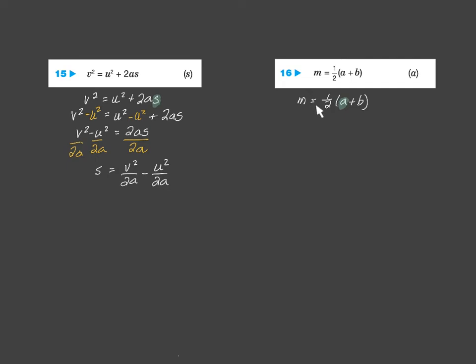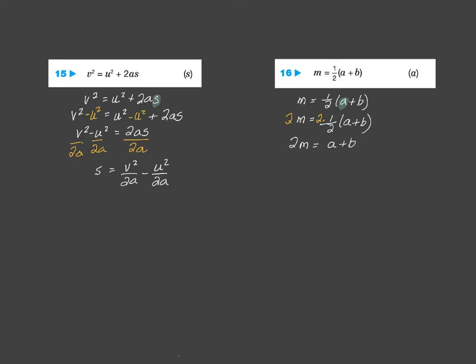Question 16, m is equal to 1/2 (a plus b). So instead of distributing that half to a and b, I'll multiply both sides by 2 to get rid of my fraction. On the left, I'm going to multiply by 2, and I'm going to multiply by 2 on the right as well. On the left, I have 2m is equal to, on the right, 2 divided by 2 is 1, and then a plus b. I don't need that bracket anymore.